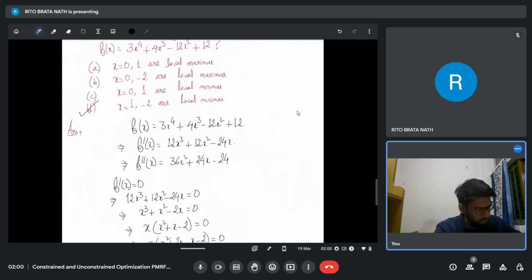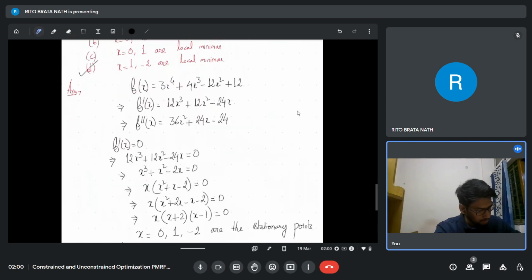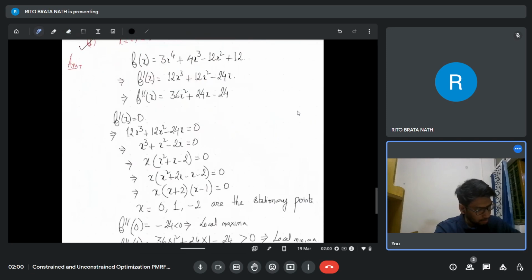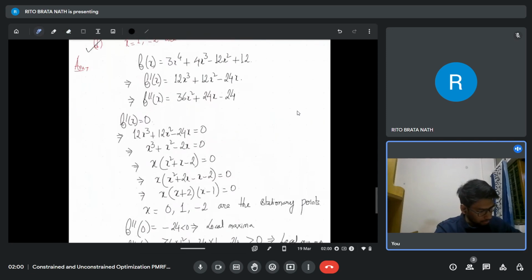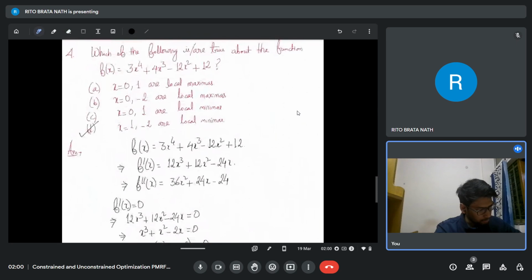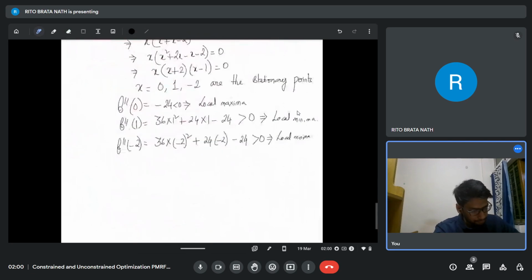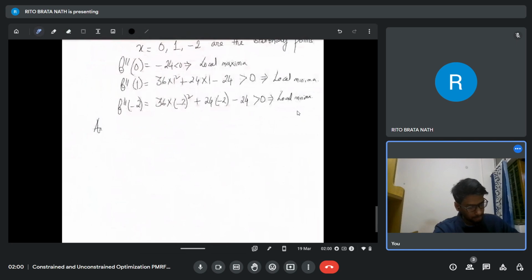And which one is the local maxima? 0 is the local maxima. But the other options also contain those extra things, 1 and minus 2. So those are not true. So answer is D here. So that's only one answer. Okay, so that's all about this fourth problem. Now let me move to the fifth problem.